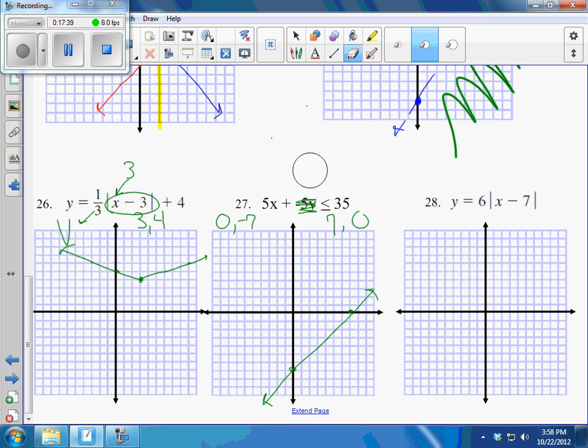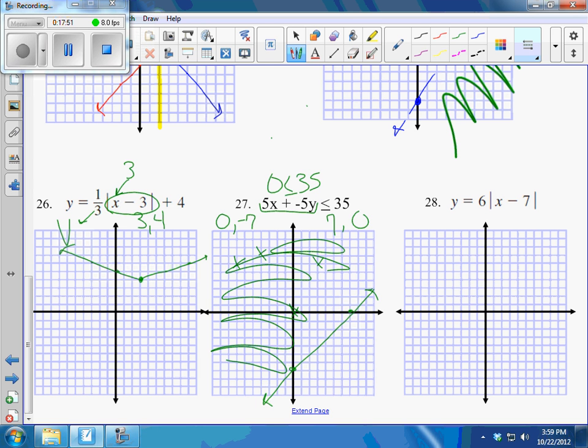I'm ready to test. So I'm going to test 0, 0, put it in for here, and is this true? Is 0 less than or equal to 35? It is. So that means all of these points over here work.